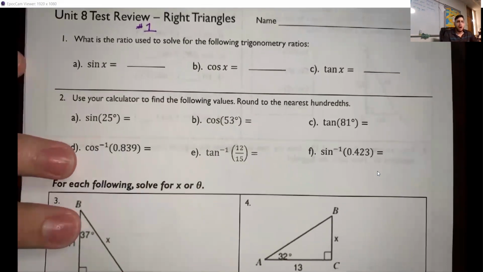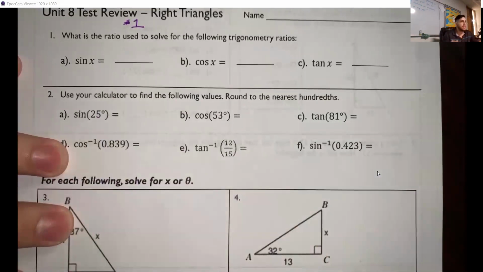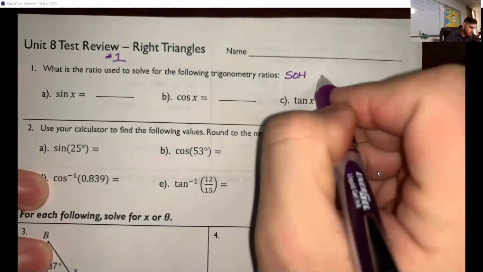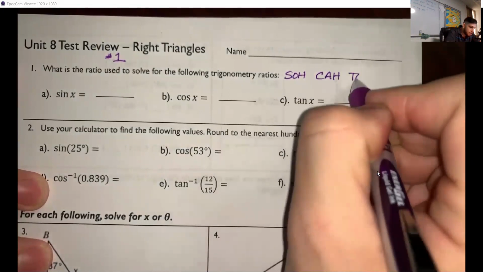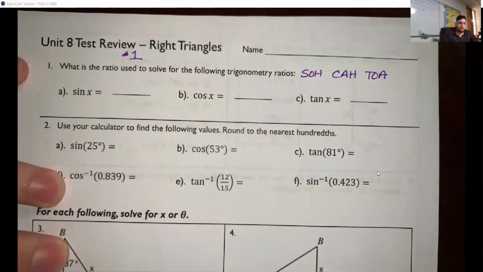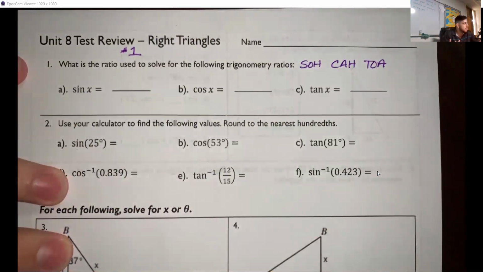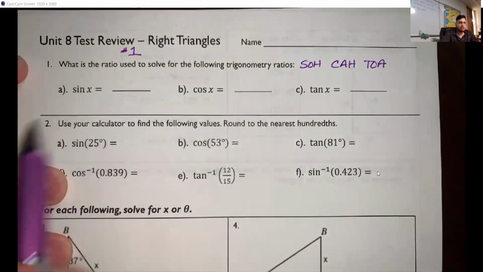But either way, over here it says, what is the ratio used to solve for the following trigonometric ratios? Honestly, when it comes to this, the only thing I wanted you to do here was remember that phrase, right? Who remembers the phrase? SOHCAHTOA. So the only thing I want you to do for this first part, and this is actually going to be on the test, I'm not going to change this on the test.